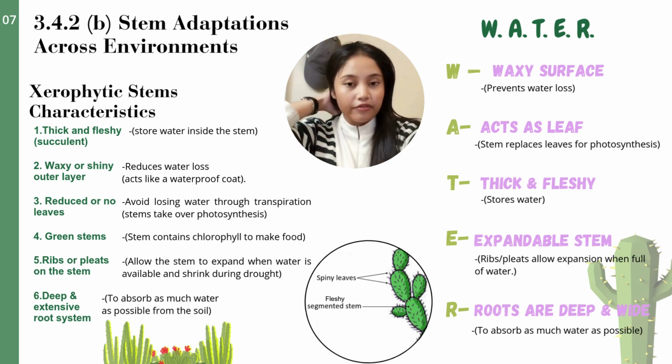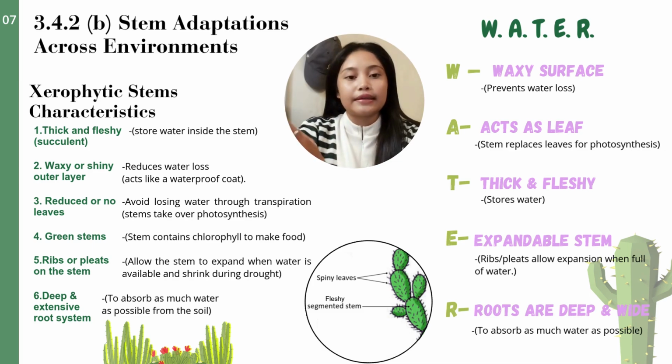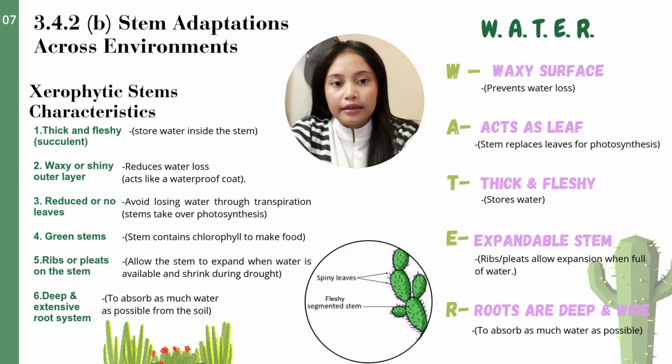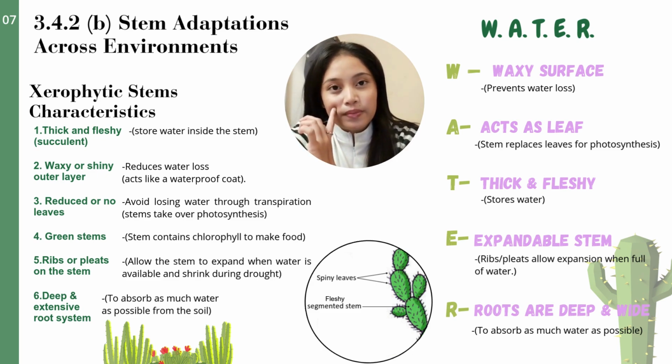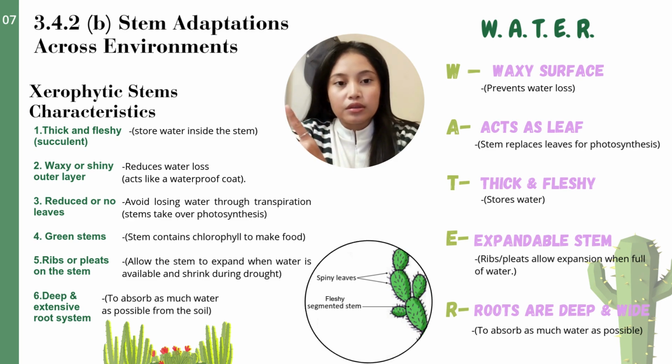First, it has a thick and fleshy stem to store water inside the stem. Second, it has a waxy or shiny outer layer that acts like a waterproof coat to reduce water loss. Third, it has no leaves to avoid losing water through transpiration. Fourth, it has a green stem since the stem will take over the photosynthesis process, and of course it needs chlorophyll to make food.